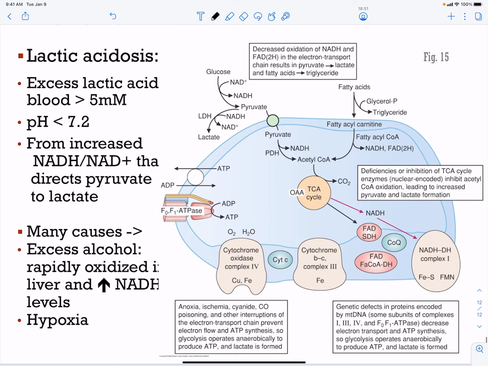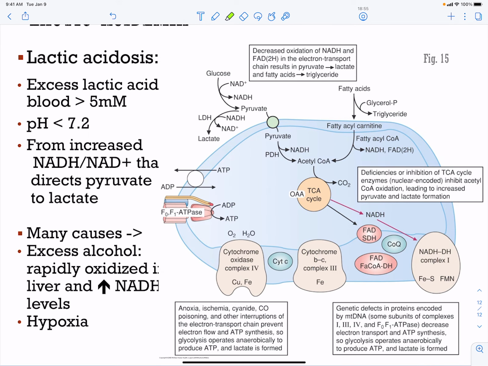So lactic acidosis is where you're going to have an excess of lactic acid in the blood. And the threshold for excess is about 5 millimolar. Now, you're going to have, again, an increase in NADH to NAD ratios, and this is going to direct pyruvate to lactate. So remember, here we are in glucose. We go through glycolysis and we generate pyruvate. We also generate NADH. So if you have an increased NADH to NAD ratio, that means you have too much NADH and too little free NAD. And so you're going to push your NADH through lactate dehydrogenase to form lactate.